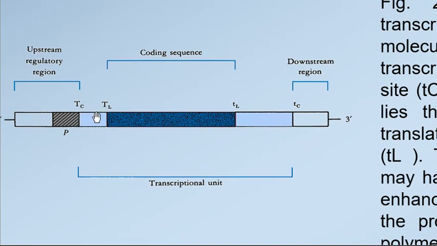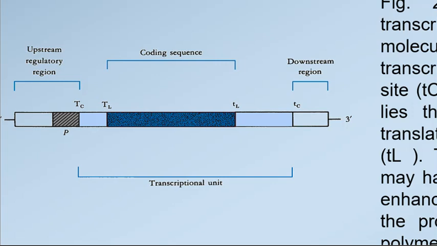Here, start site and stop site for transcription. From TC start to TC stop is sometimes called the transcriptional unit. That is the DNA origin that is copied into RNA and mRNA.